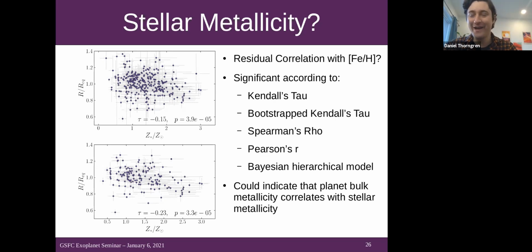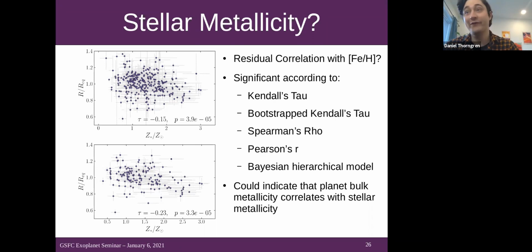So on the top, I have all of the planets, and you can see the Kendall tau test there is significant. And then on the bottom, I have just the planets that had the relatively low uncertainties, because I was sort of concerned that people were just looking at, oh my God, there's so much scatter. Well, there's a lot of observational scatter in both the stellar metallicity and the planet radius, but we do have some planets that are relatively low scatter, and so that's what I've shown on the bottom.